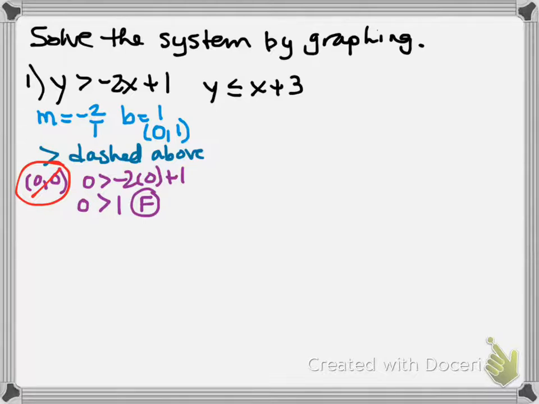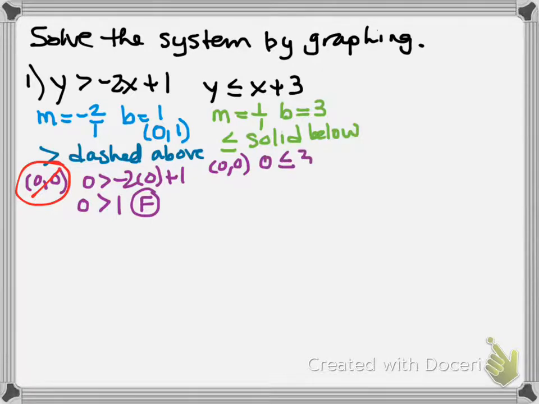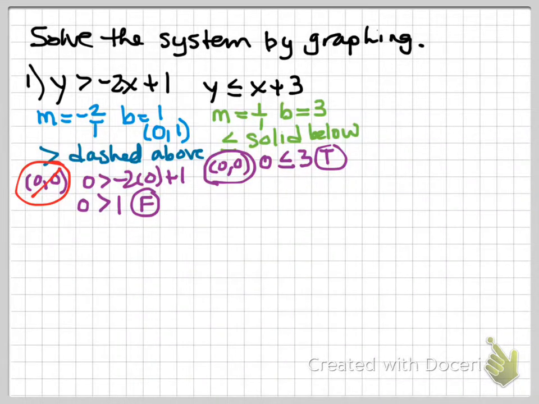Okay, let's do the other guy. Okay, what is the slope? 1 over 1. And the y-intercept? 3. Less than or equal to, what kind of line? Solid, below. We're going to test 0, 0. Oops, sorry. And is 0 less than or equal to 3? That's true. So what that says is you're going to shade where 0, 0 is. Okay? So let's get our graph paper out and let's get my graphing done.